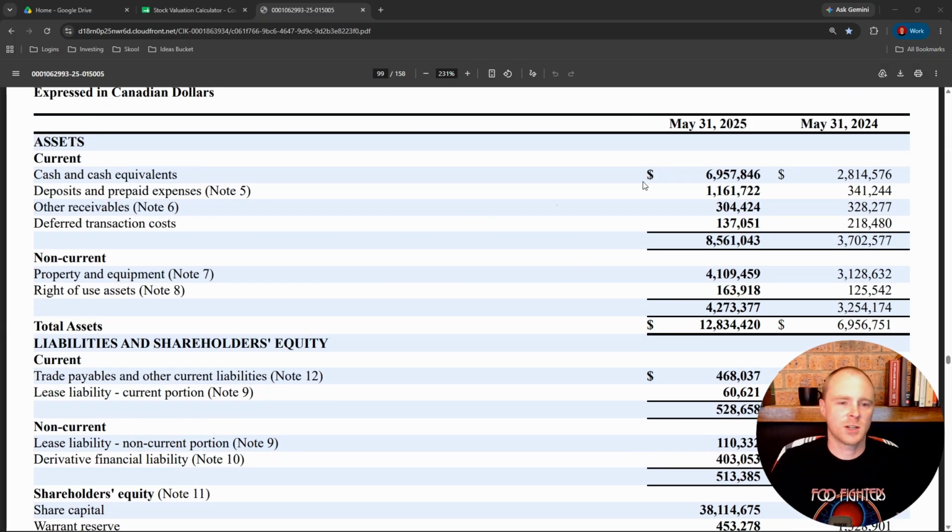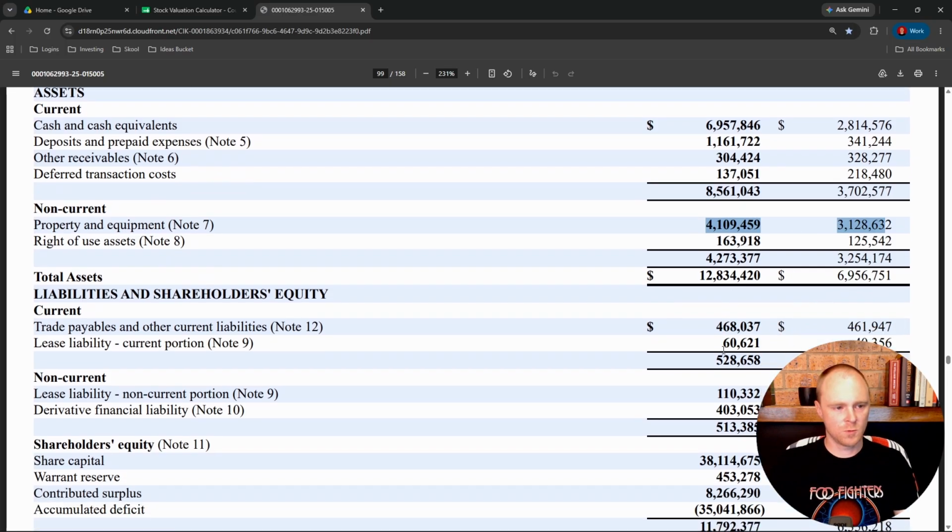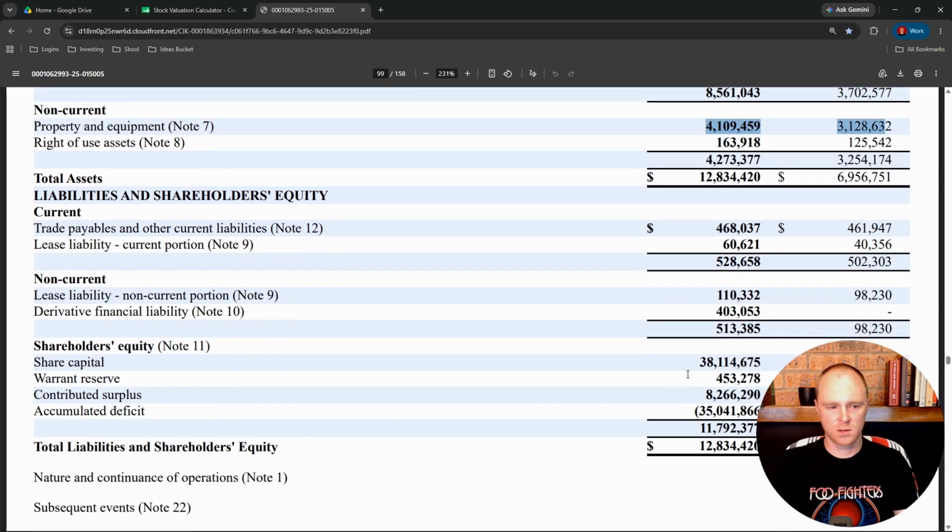So cash and cash equivalents. Non-current assets, we would expect for a business like this to be increasing their assets. And yet, property and equipment has grown by 25, or 3 to 4. And what else? Liabilities, share capital has increased.